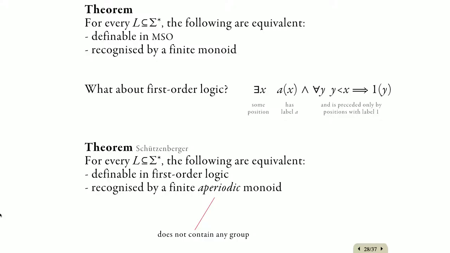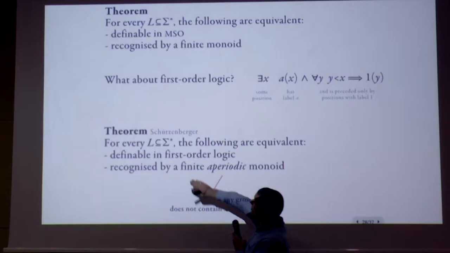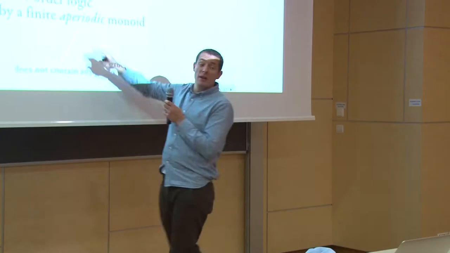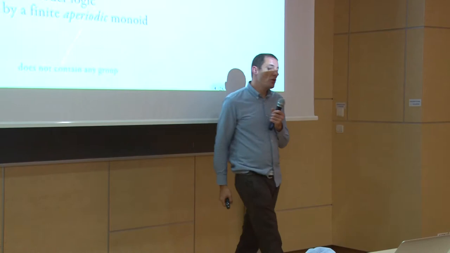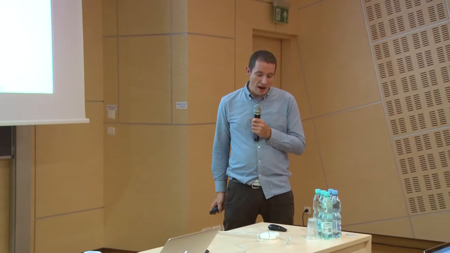So this is one theme. The theme is producing Schützenberger-like theorems, which are theorems of the form: a language is definable in such and such logic if and only if its monoid has such and such properties. There's a lot of research in this direction, which I personally enjoy a lot.